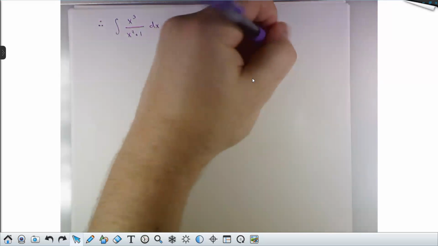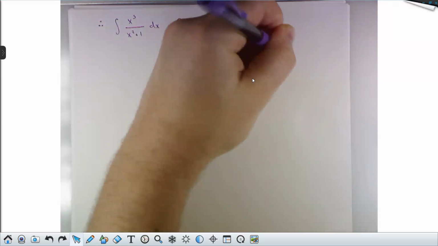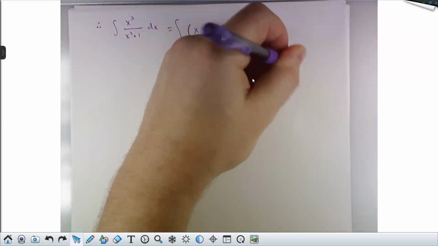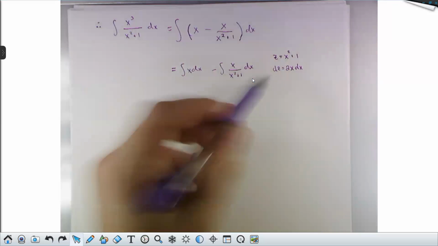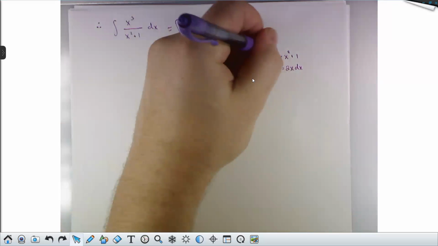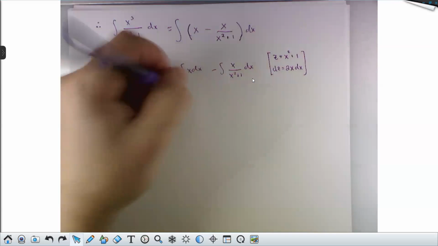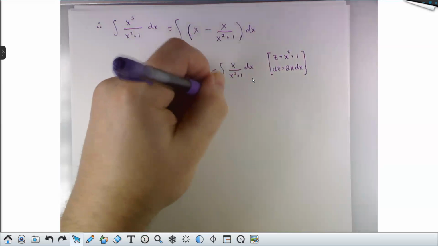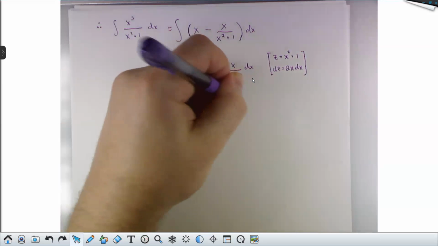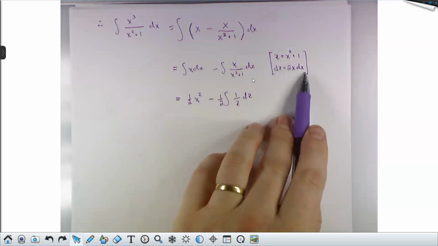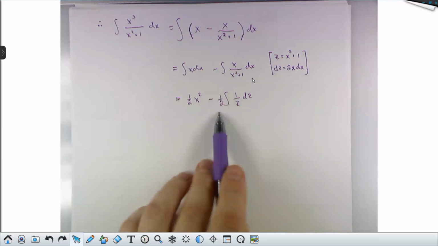We're going to sub for the bottom. I'll use the letter z. It's because I have an allergy to the letter u. If z is x squared plus 1, then dz is 2x dx, which is the same as saying 1/2 dz is equal to x dx. The first integral doesn't get that substitution, only the second one does. So the first integral I know it's 1/2 x squared. And then I'll have minus 1/2 integral 1 over z dz. The x times dx is 1/2 dz, so that's where the 1/2 is coming from.